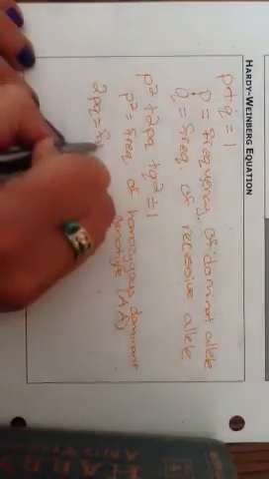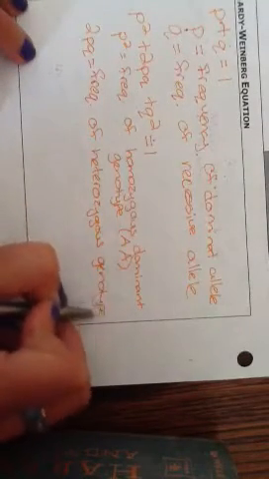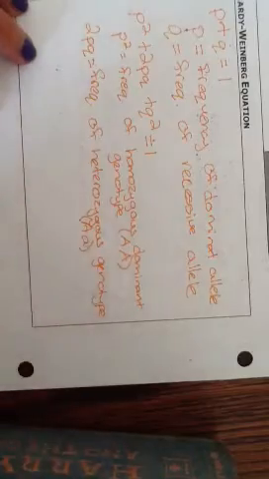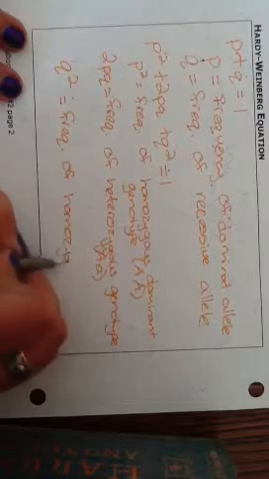2pq: if you took 2 times this p times this q, you would get this number, or there are other ways to calculate it. We'll see those when we play with the calculations. It is the frequency of the heterozygous genotype, or big A, little a. And then finally, we have q squared, which is the frequency of the homozygous recessive genotype.